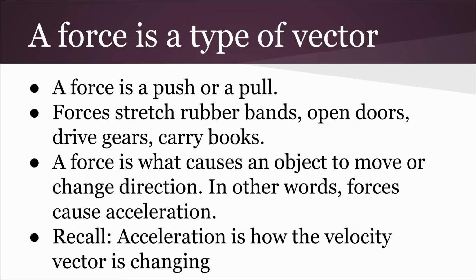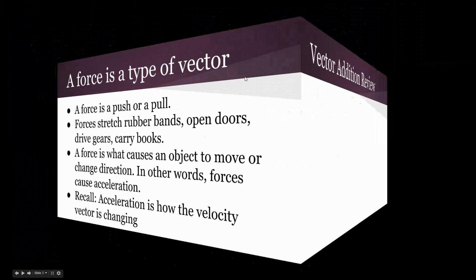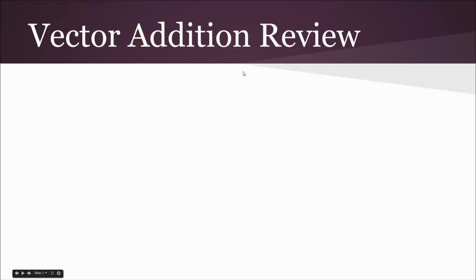Now recall that acceleration is how a velocity vector is changing. So earlier we studied distance equals rate times time. We looked at velocity, acceleration, position, all these types of things. And now we're learning that the cause of all that movement is forces. Okay? So forces cause acceleration. Acceleration is a change in your velocity. Velocity is how fast you're moving away and in what direction you're moving away from some reference point. So that's a lot of vectors, right?